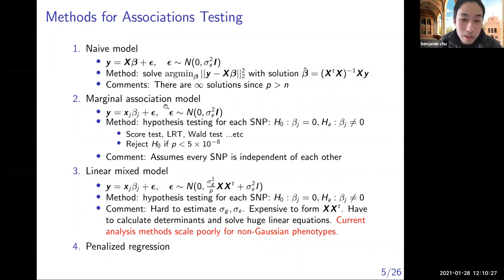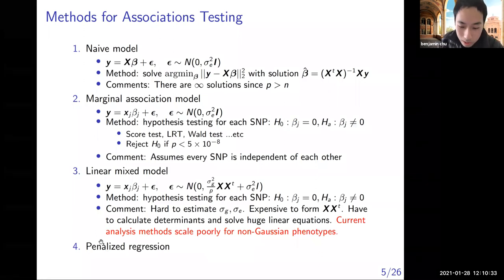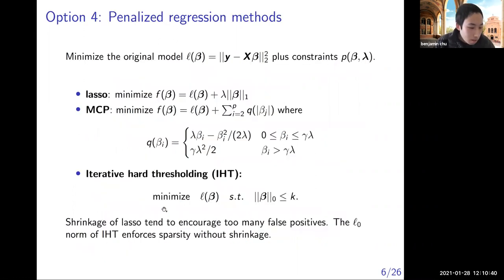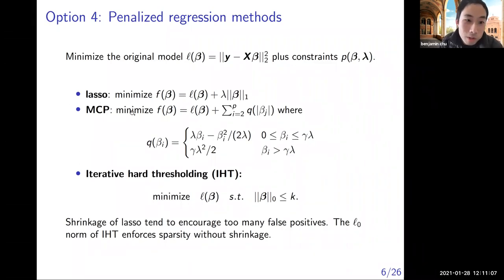So for these reasons, we think there is value in pursuing alternatives, which is penalized regression. And our group has been doing that for a decade or so. So in penalized regression, we do not give up on the naive model, right? You still want to minimize this criterion, but you add some constraints. So here are some examples. For instance, the lasso is the most popular one. You minimize a convex loss plus the L1 norm of beta times a tuning constant. MCP is another one. It's similar to lasso. You just have a more complicated penalty.